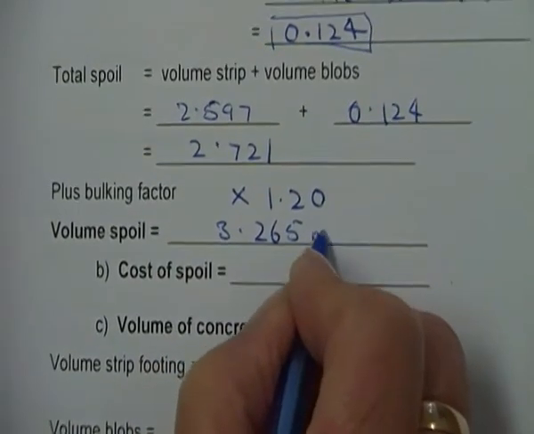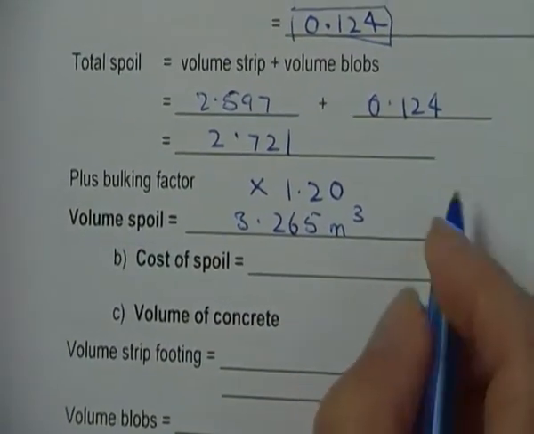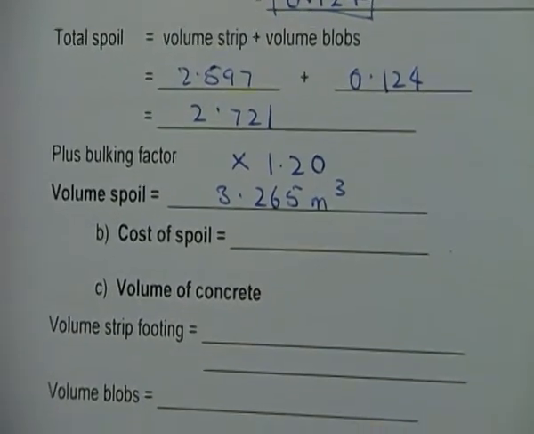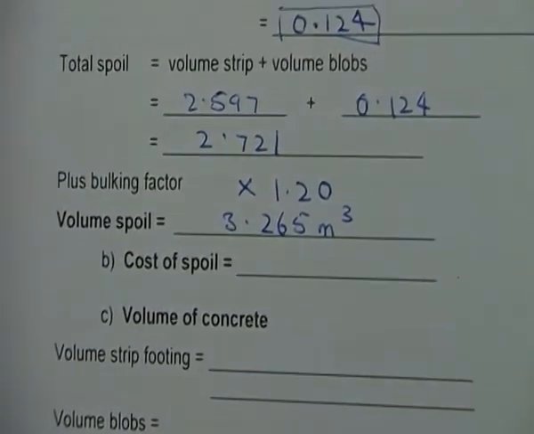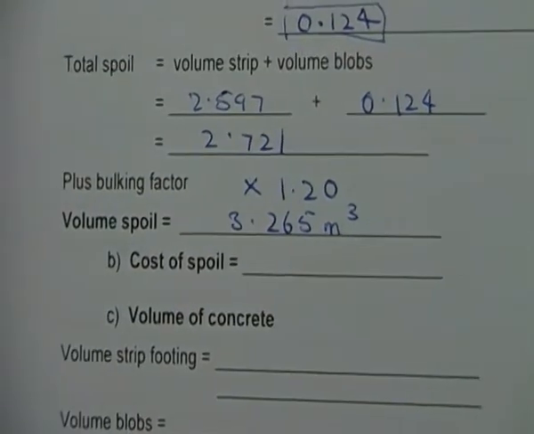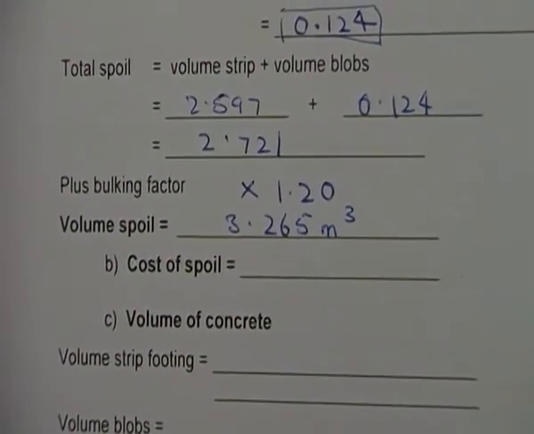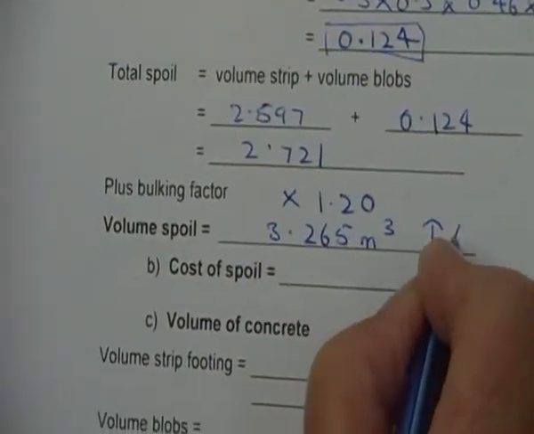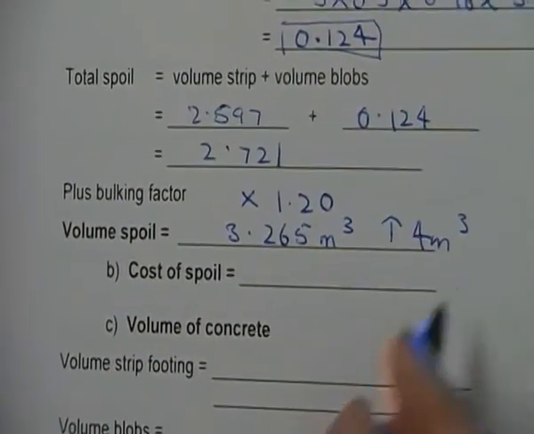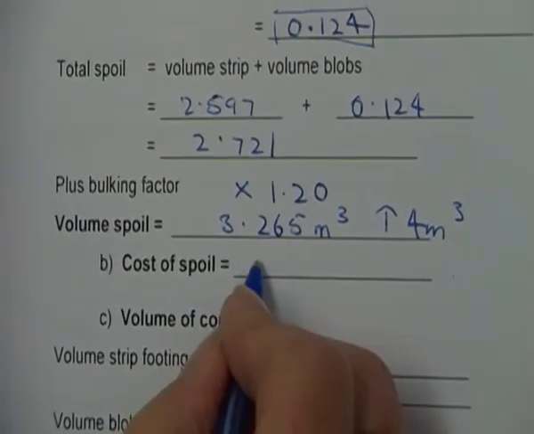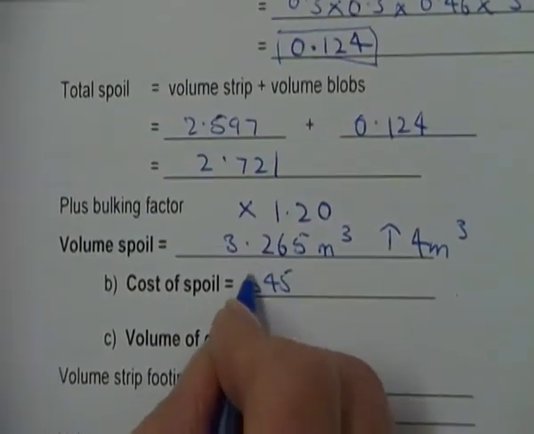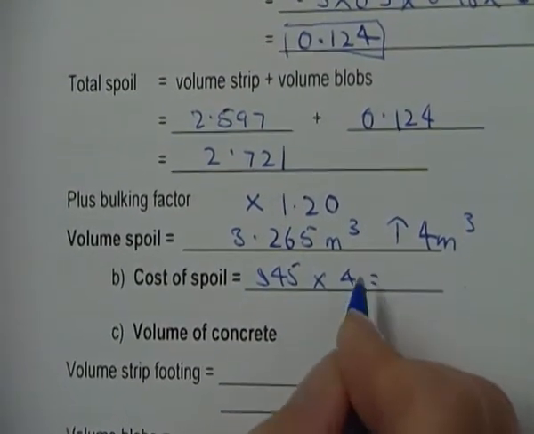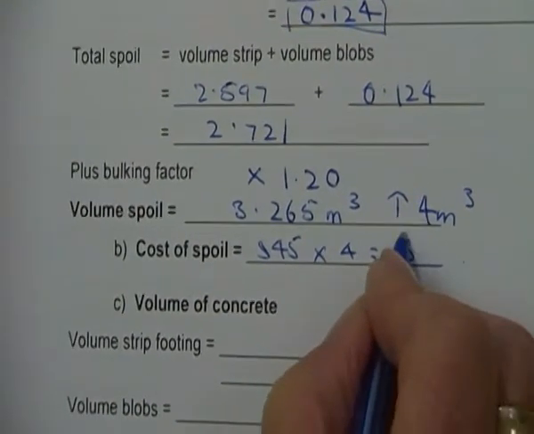And our volume for our spoil is 3.265 metres cubed. Now in the question, it's going to say in question B, the cost of removing the spoil at $45 metre cubed, or part thereof of a cubic metre, means we need to round up to the next cubic metre. So that's going to become 4 metres cubed. So the cost of the spoil is just $45 times 4, and I'm going to get an answer of $180.